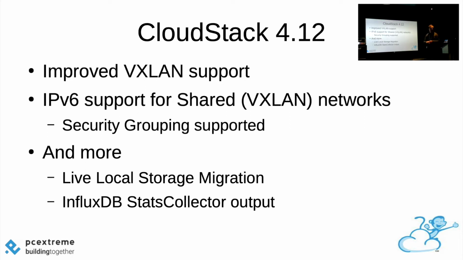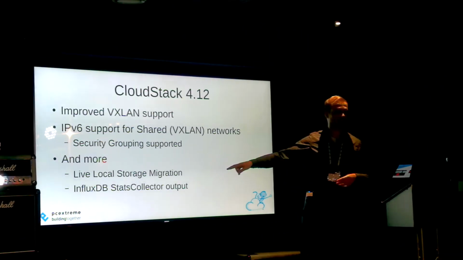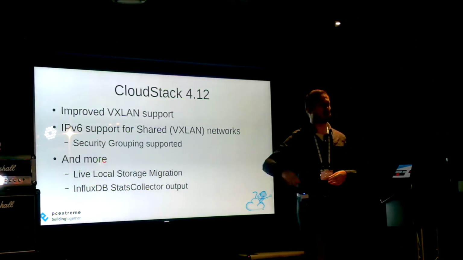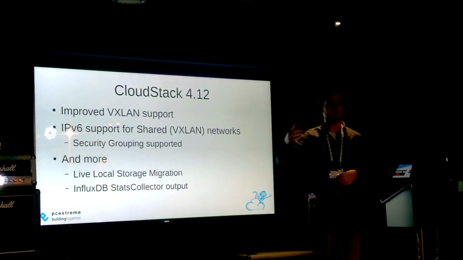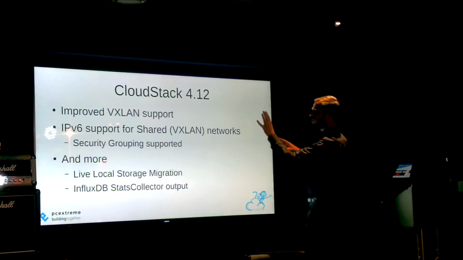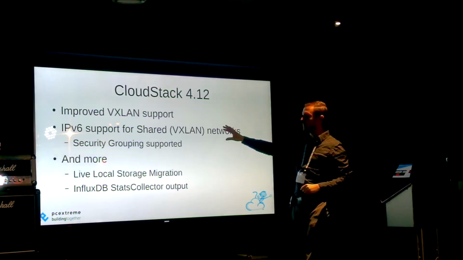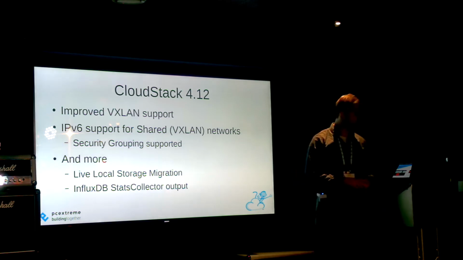In 4.12, we had a presentation, but there's more in 4.12. There's live local storage migration supported with KVM. So you've got 2 hypervisors with local storage with KVM. You can now live migrate a virtual machine from one hypervisor to the other without the need for shared storage. And the stats collector already had an output for Graphite, but it now has an InfluxDB output as well. So all the statistics of your virtual machines and hypervisors can be sent towards InfluxDB. Our main focus was VXLAN support and the IPv6 support for shared networks with security grouping.